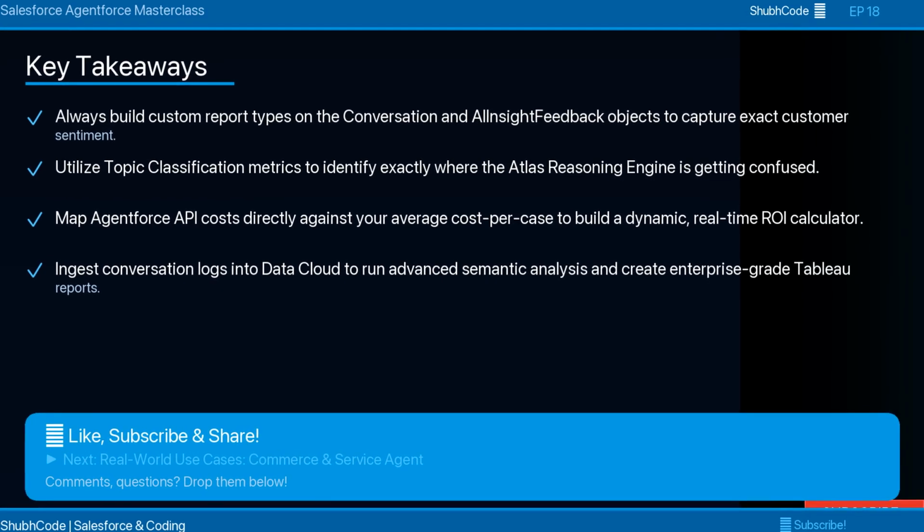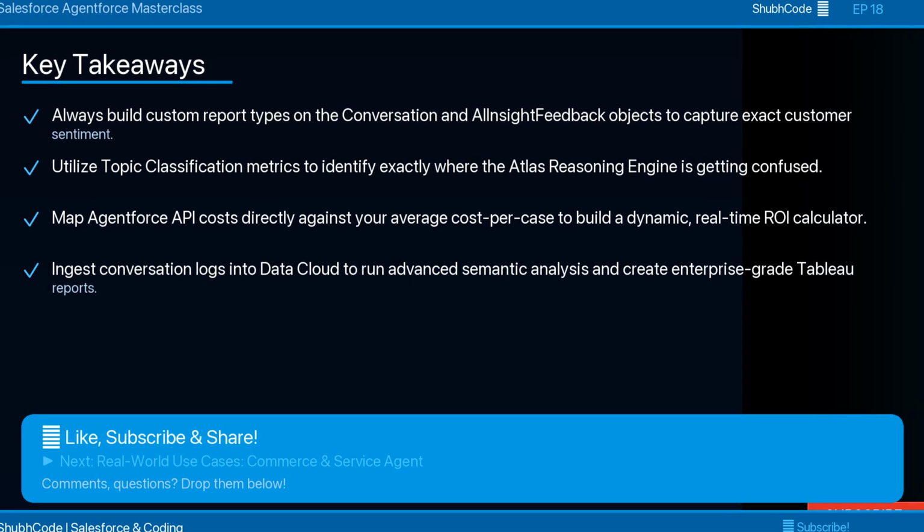Alright, let's wrap up. Here are the key things to remember. Always build custom report types on the Conversation and AIInsightFeedback objects to capture exact customer sentiment. Utilize topic classification metrics to identify exactly where the Atlas reasoning engine is getting confused. Map Agentforce API costs directly against your average cost per case to build a dynamic, real-time ROI calculator. Ingest conversation logs into Data Cloud to run advanced semantic analysis and create enterprise-grade Tableau reports.